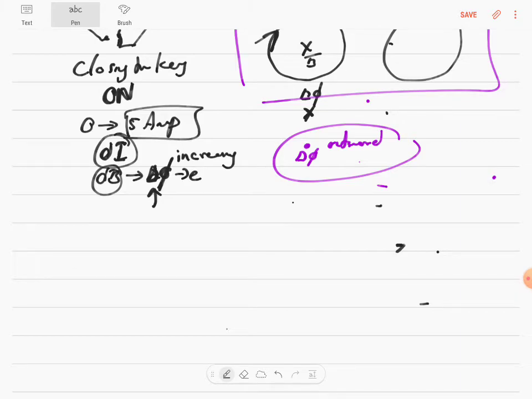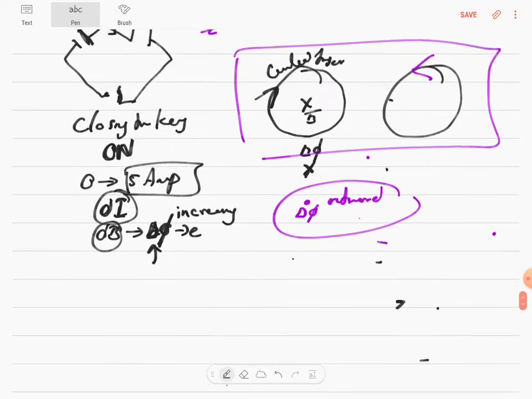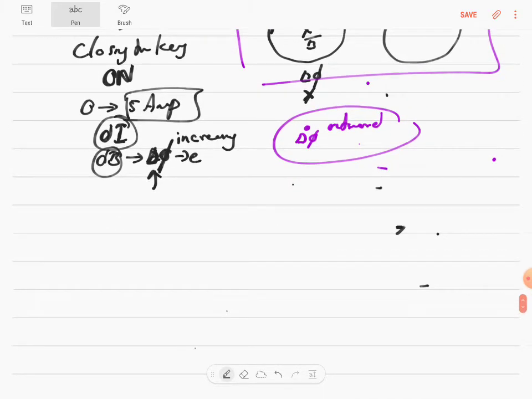So let us study the same case for the switching off condition. Switching off, it is going to come down from 5 amps to 0 amps. It is not given in the question, 5 amps to 0 amps. So there is a decrease in the current, and so then there will be a decrease in the flux.